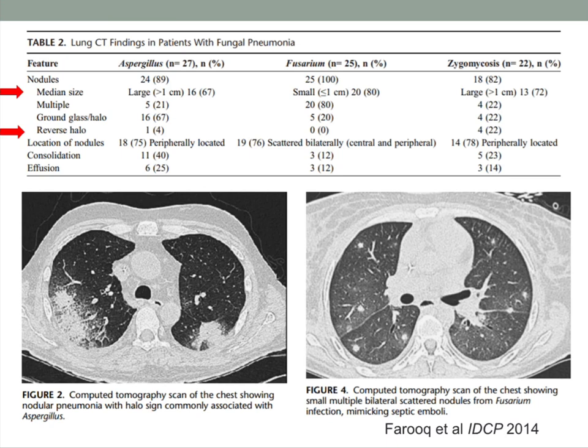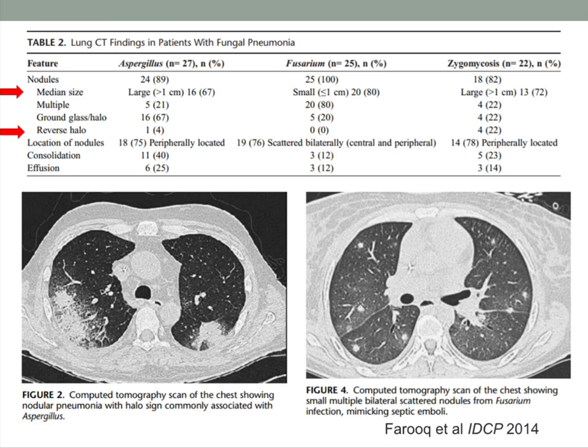You can see that nodules tended to be larger with Aspergillus and mucor versus Fusarium. With Fusarium, 80% had subcentimeter nodules and 80% also had multiple nodules, whereas that was a minority of patients with Aspergillus and Zygomycosis. The reverse halo sign, not surprisingly, was seen in 22% with Zygomycosis. It was pretty rare in the other two types of organisms.